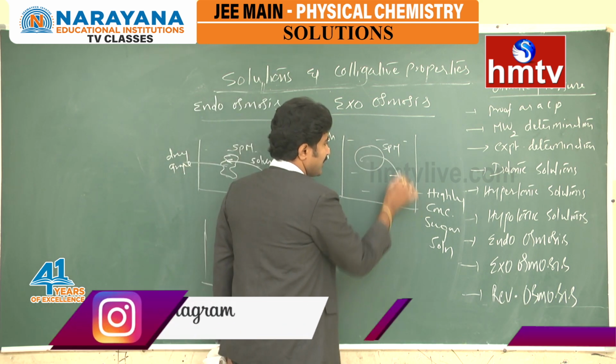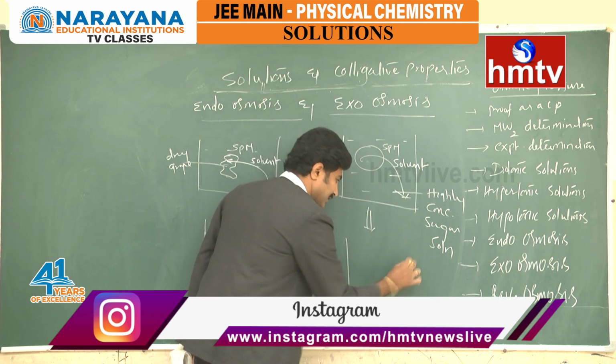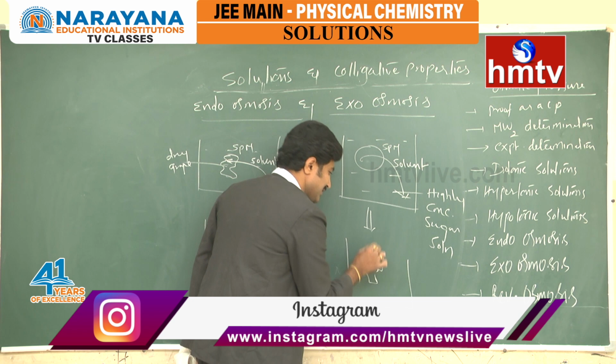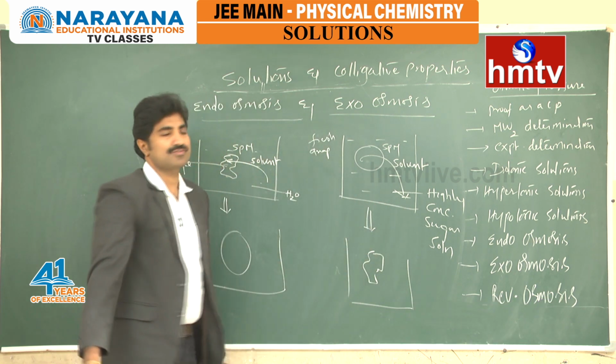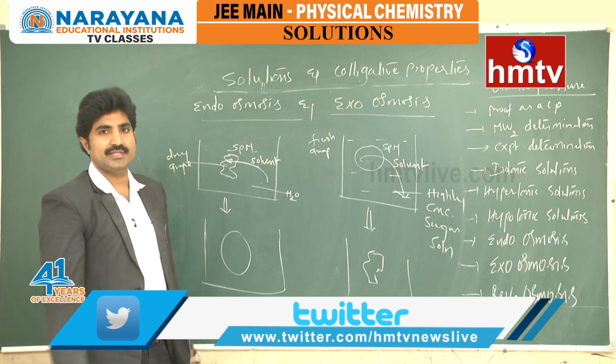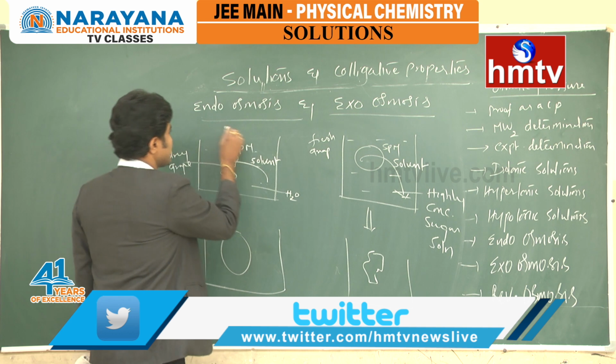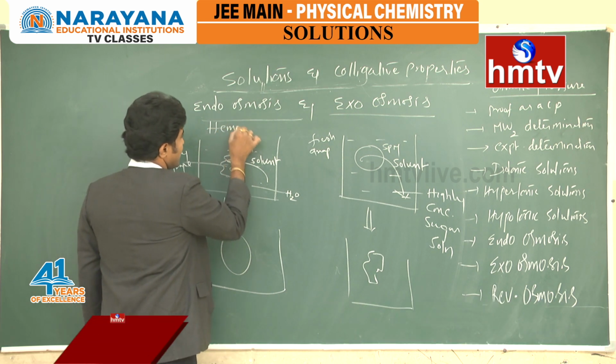By this, solvent molecules come out. After some time it will shrink. It will shrink like this. So this is called exoosmosis. These are familiarly noticed in our human body also. If you take endoosmosis, the best example is hemolysis.